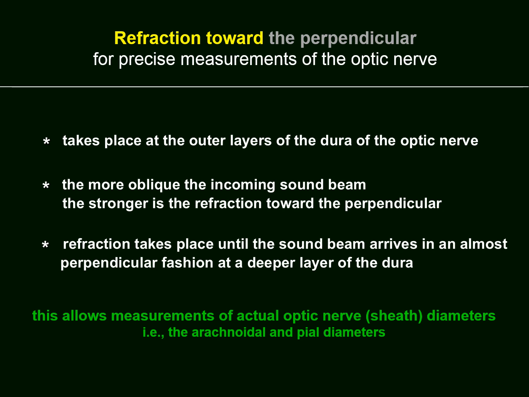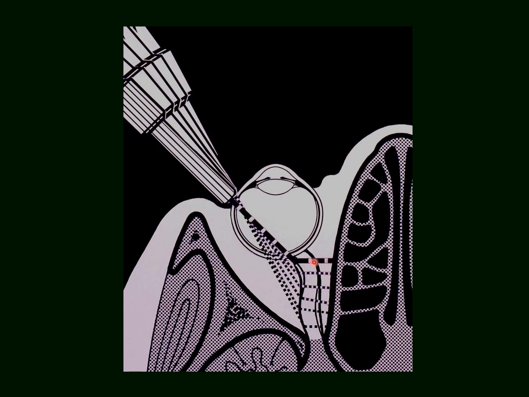This allows measurements of actual optic nerve sheath diameters, that is the arachnoidal and pial diameters, going back into the posterior orbit even. And this is not a mistake. It happens. This is the refraction at the outer layers of the dura. The more oblique the sound beam comes in, the more refraction occurs until the beam is almost perpendicular in deeper layers. If we want to measure the thickness of the dura, we cannot measure this on this side, because until the beam is refracted to the perpendicular, we have lost outer layers of the dura.